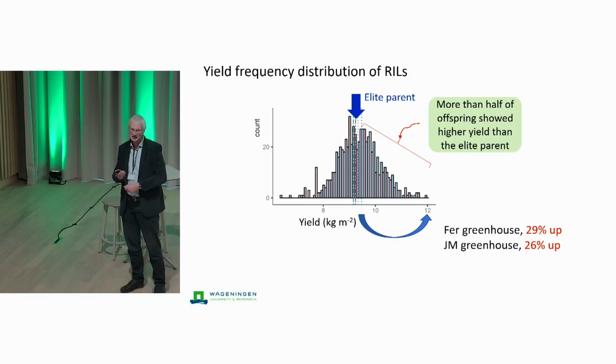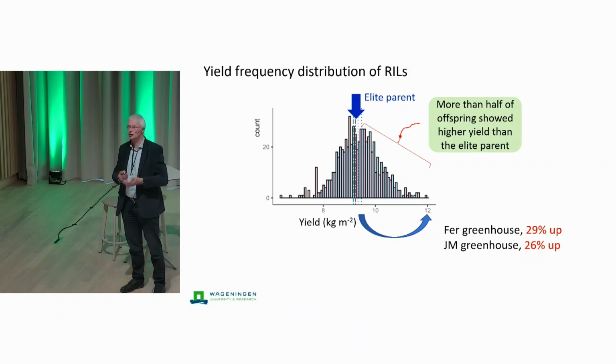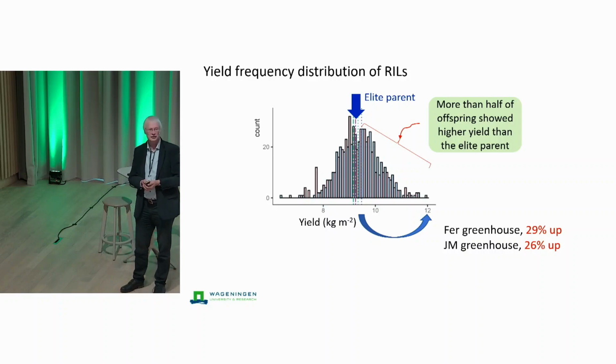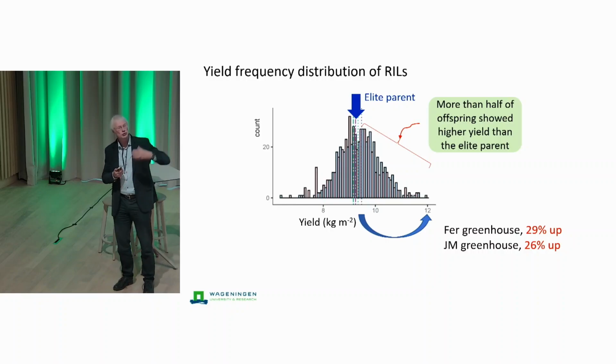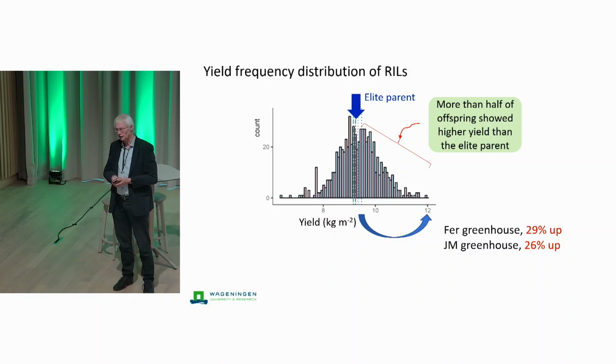Also, if you consider that the introgressions came from wild tomatoes, and wild tomatoes look very poor. They don't grow very well, they have very small fruits, but apparently there is genetic information which can boost the yield of elite lines. And how much higher it was is also quite a big step for both greenhouses: more than 25% higher yield for the best performing RIL compared to the elite parent.